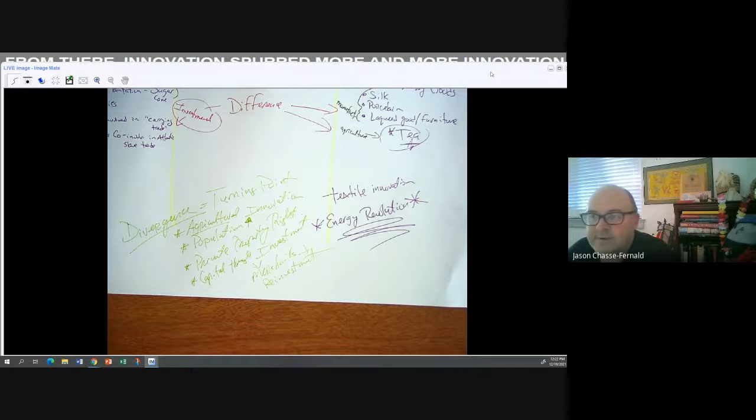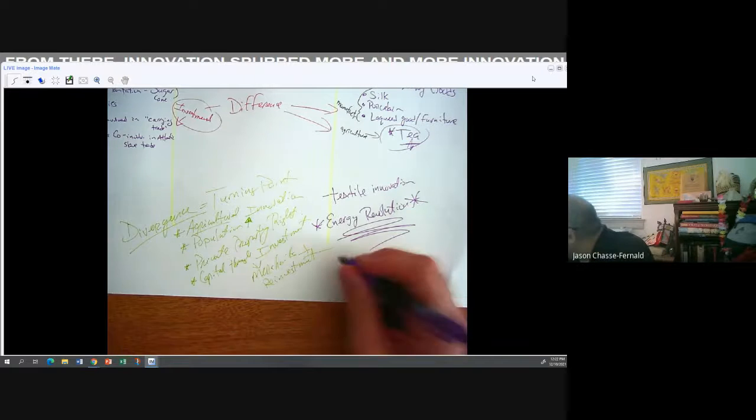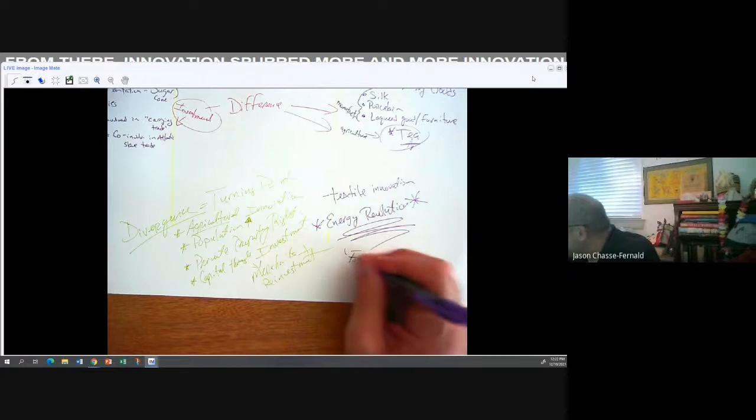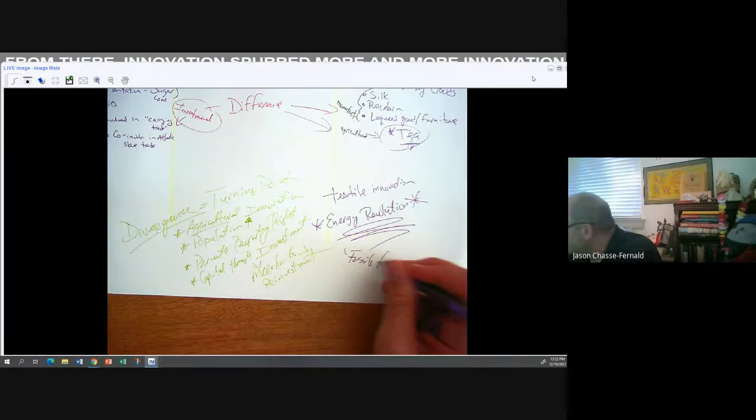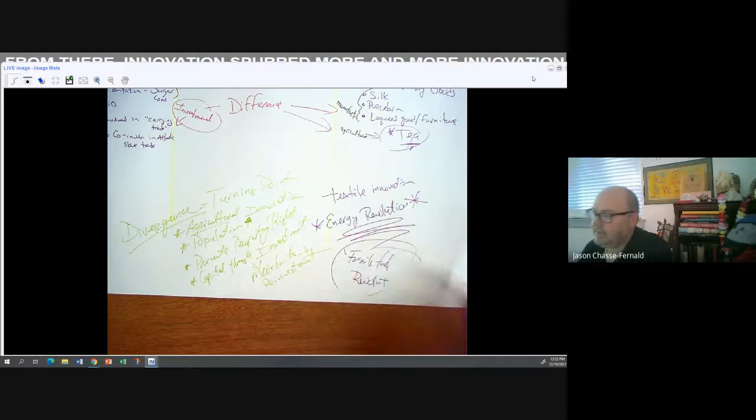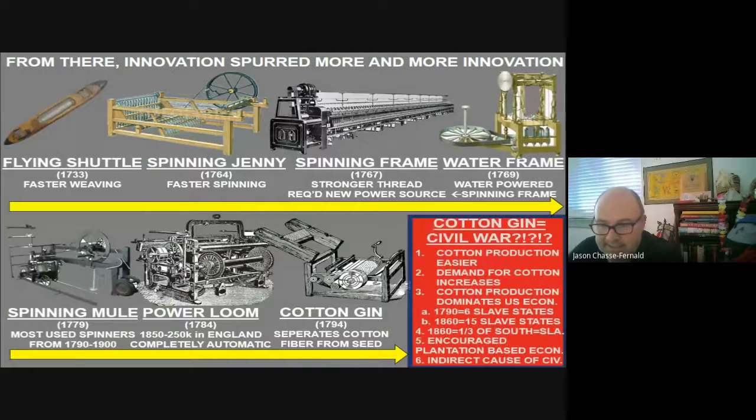fossil fuels, right? So when we talk about the Industrial Revolution, it is a fossil fuel revolution, right? It's an energy revolution. It's a fossil fuel revolution. All right, and so we're starting to see this, and of course, there's all kinds of possible implications of these innovations as well.